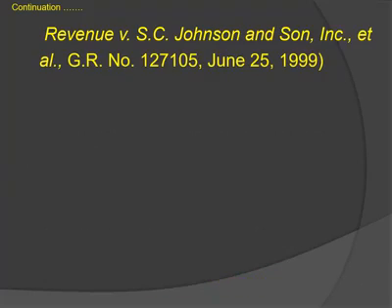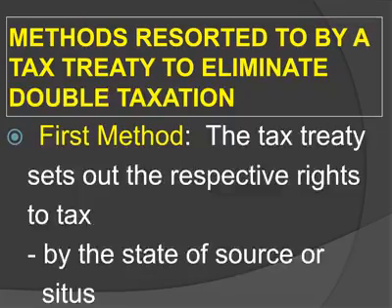So the case of S.C. Johnson and Son, decided a long time ago, the 1999 case of S.C. Johnson, has provided for us the two methods resorted to by tax treaty to eliminate double taxation. So there are two methods. Let's look at the first method here.